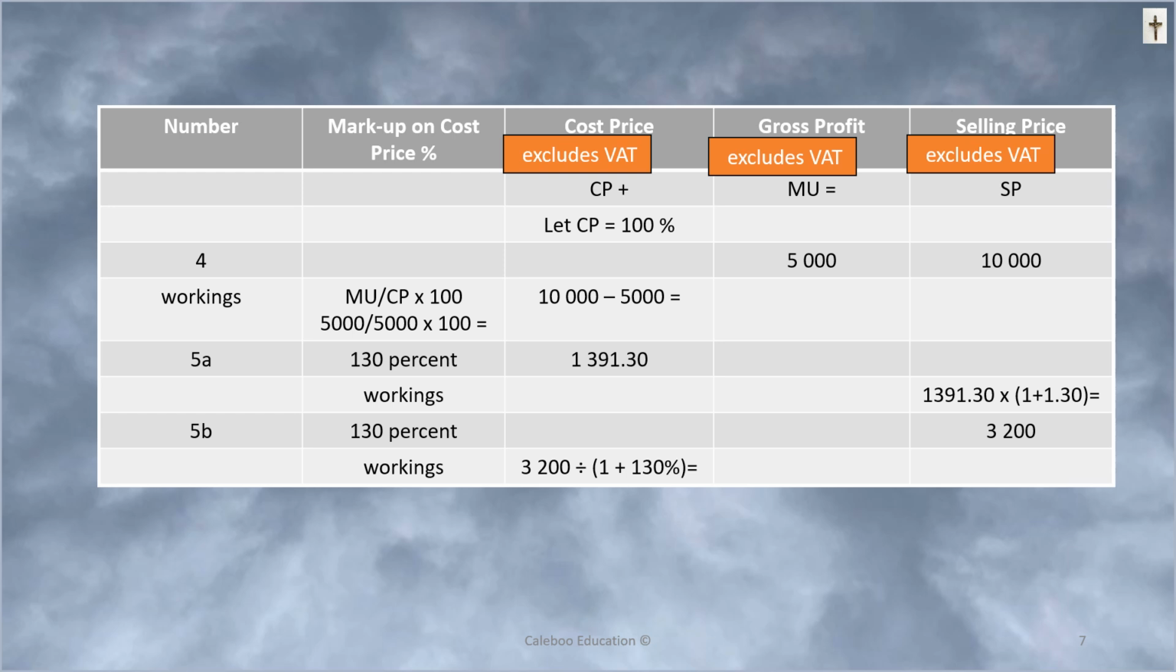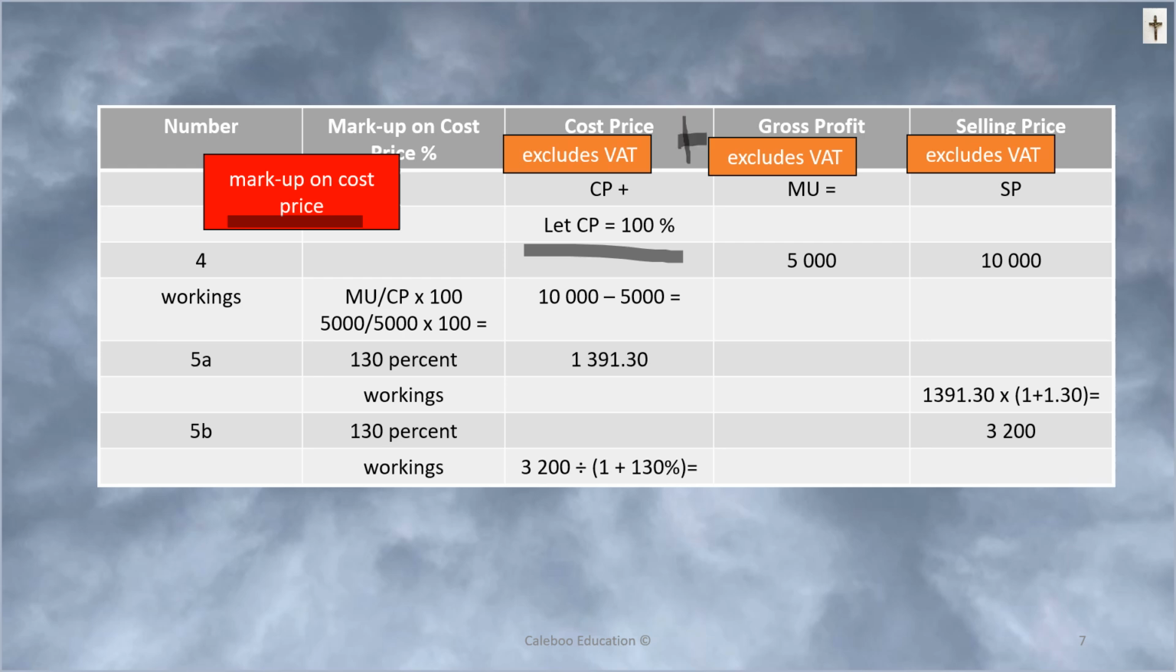Number 4. Remember, we're working with the markup on the cost price, and therefore we let cost price equal 100%. So we've got cost price plus gross profit or markup is equal to selling price. In number 4, we're given the gross profit 5,000 and we're given the selling price 10,000. So the cost price is easy to calculate. 10,000 minus 5,000 is equal to 5,000.